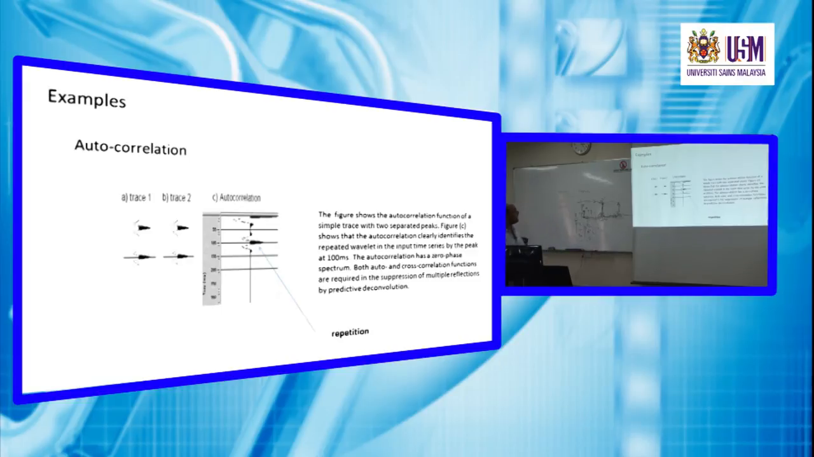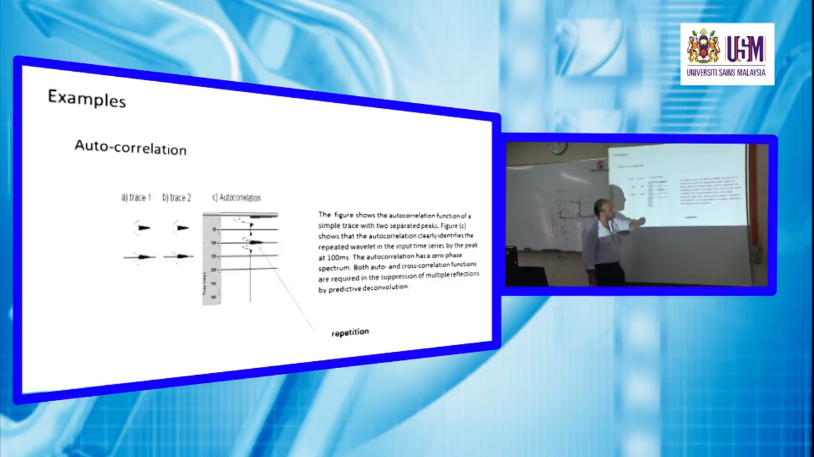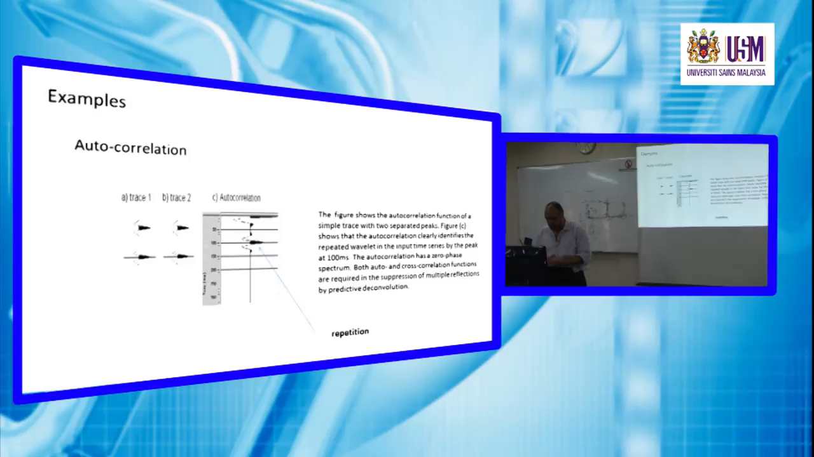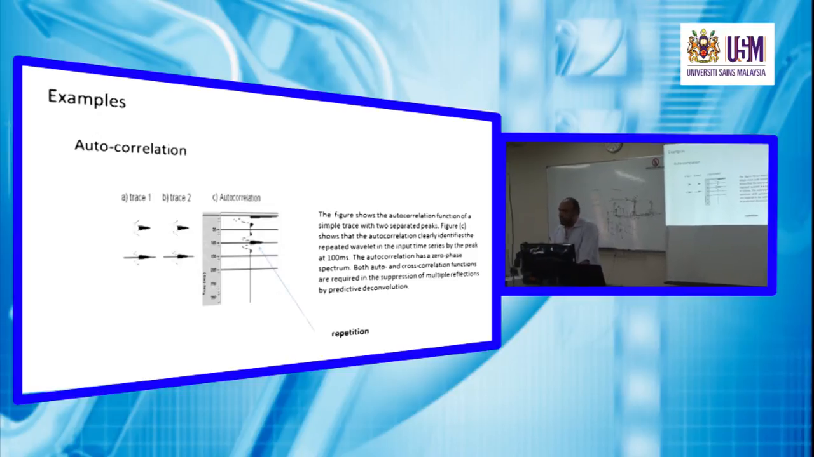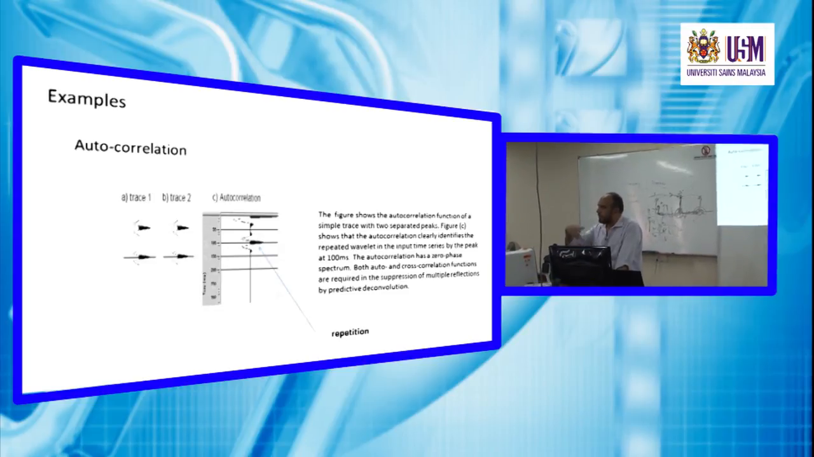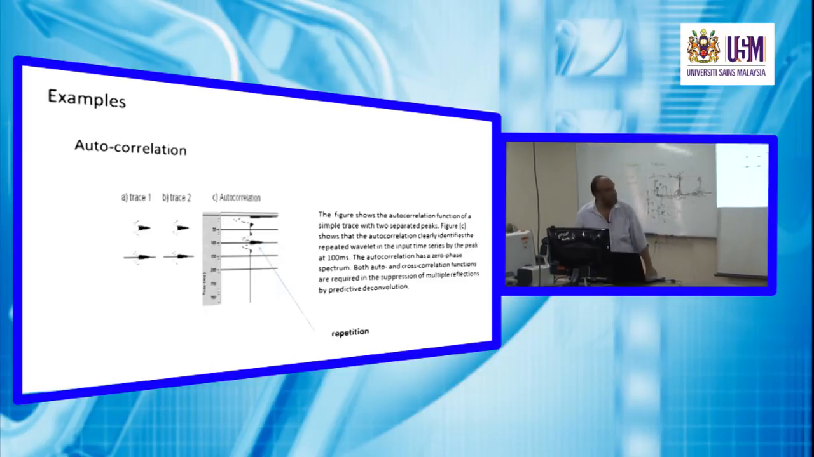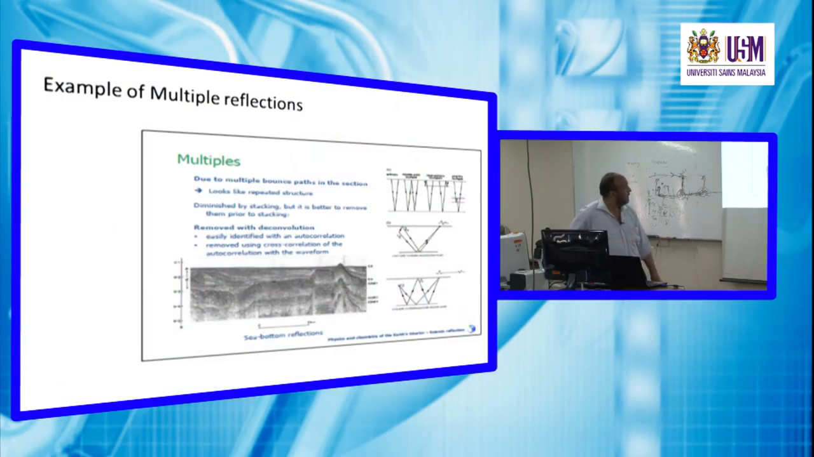So we have here an example of the autocorrelation. We have two similar traces here, as you see, this one and this one. These traces are similar, and these traces are autocorrelated. Here is the zero lag, and then as you see, we have repetition here. This is the original data, original phase, and this is a repetition. So this repetition is dangerous to our seismic work, because sometimes this repetition may give false indications to us about the subsurface structure.